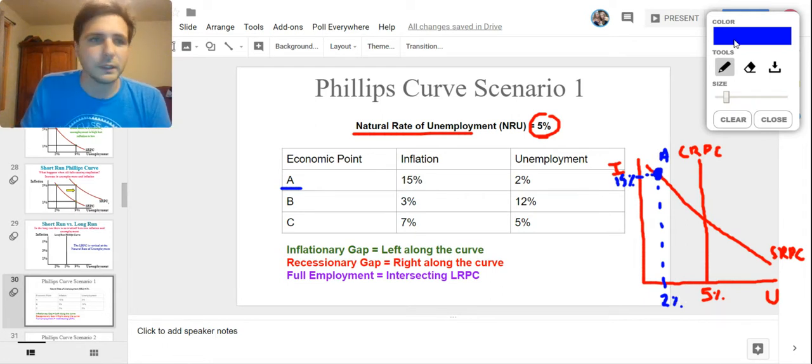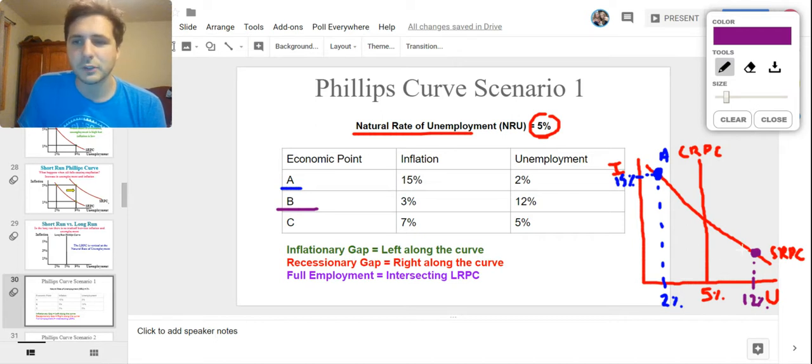Let's check out point B. I'll get a different color here for point B. Let's do some purple. Point B has a high unemployment rate of 12%, a low inflation rate. Now, I have a reference point here, 5%. I know my unemployment rate is going to be 12%, so I'm going to put that over here to the right, higher. Now, I know I have to be on the short run Phillips curve. So I dash up until I hit that. I dash over, and that's going to give me my inflation rate. My inflation rate is 3%. And I label this point B.